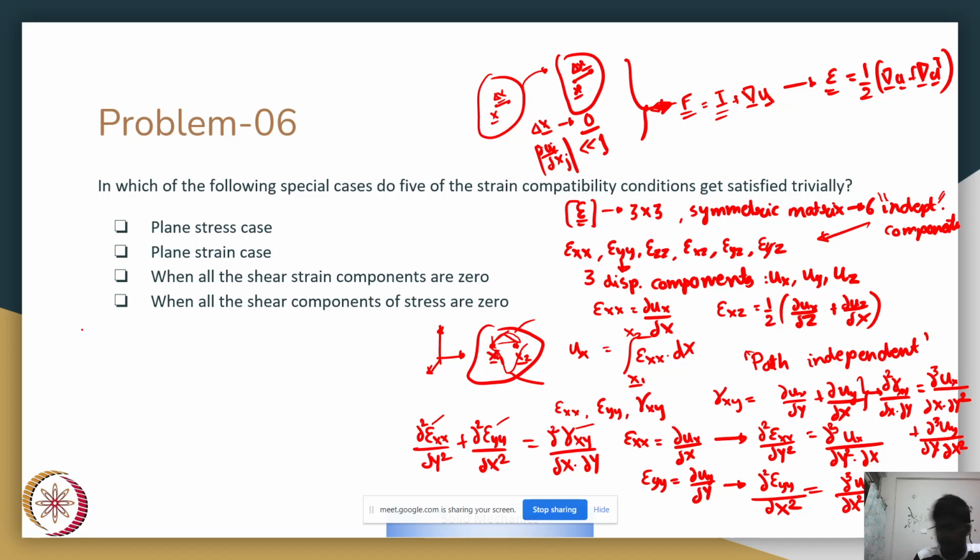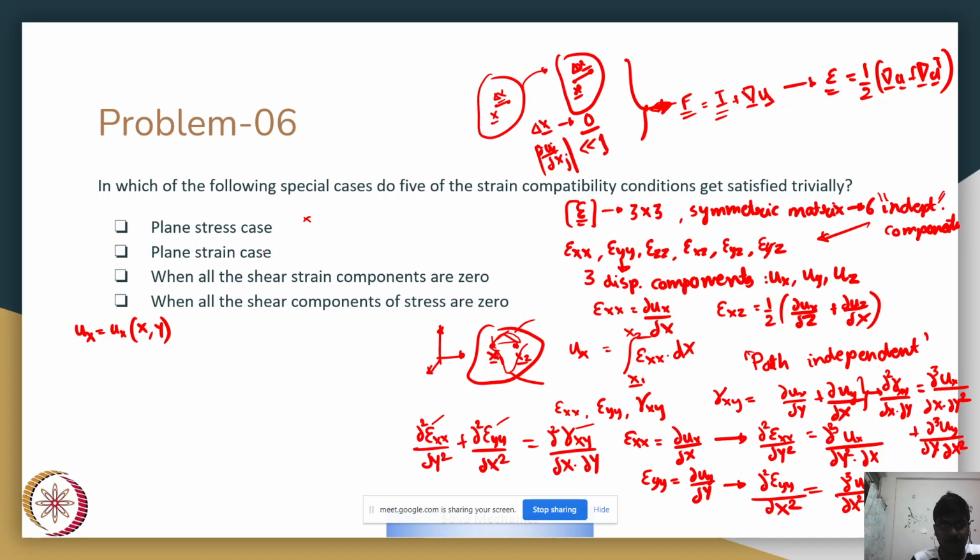Okay, so let me write it this way. Suppose your ux is only a function of, we look at the plane. For the plane stress case, in our strain compatibility equations, we do not even have any equation of stress coming up directly. So that plane stress case we are not looking into.